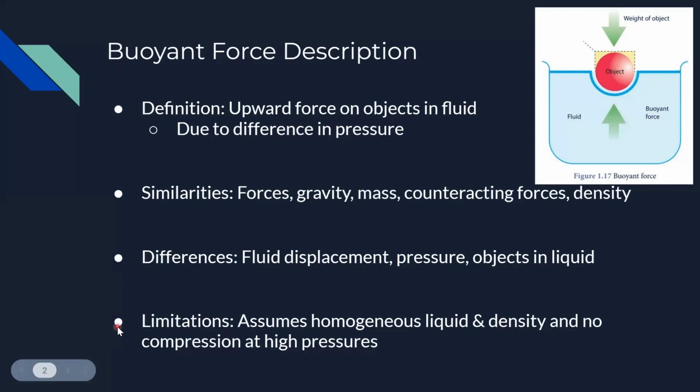Now, before we go into more detail, we also need to consider limitations that come up with this model. So, one assumption is that the liquid that the object is placed in is going to be uniform or homogeneous. We also must assume that there is no compression of the object that's going to occur when this object is in the liquid. This can happen when we reach high pressures that may cause an object to deform. All this really means is that we must assume that density remains constant.